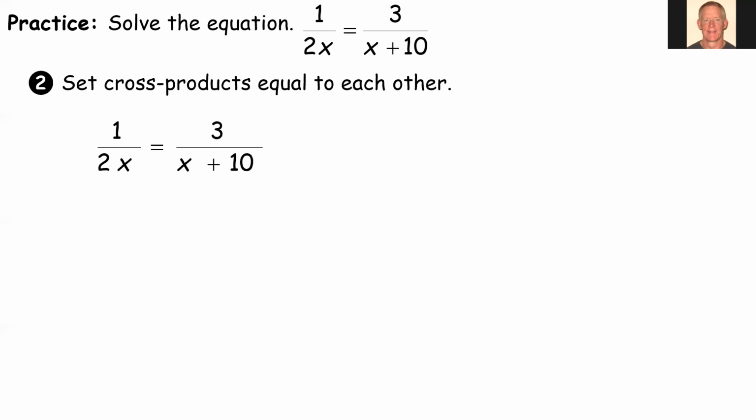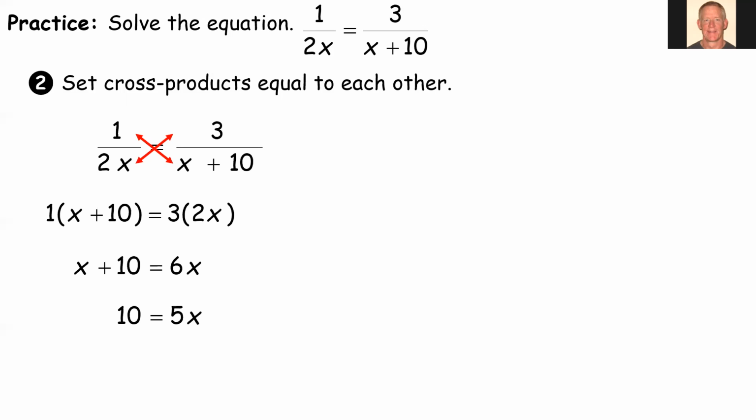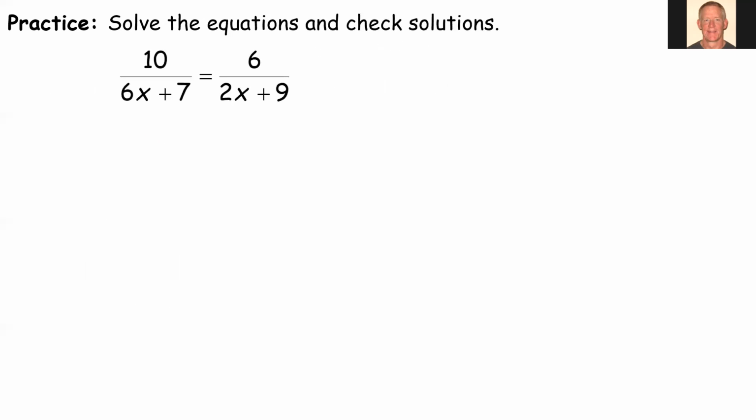All right, so cross products. So we're going to get 1 times x plus 10 on one side, 3 times 2x on the other side. Let's distribute and then subtract x from both sides to get the x's on the right side, and then divide by 5 when we get x equals 2. Okay, pretty straightforward. All right, let's try another one here.